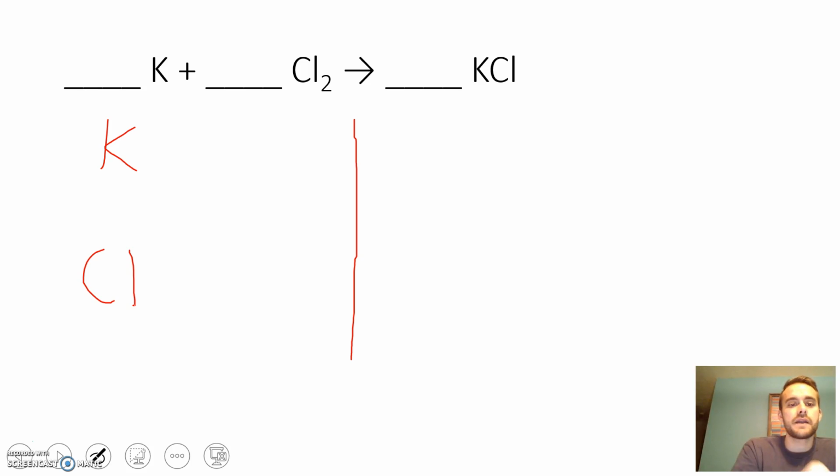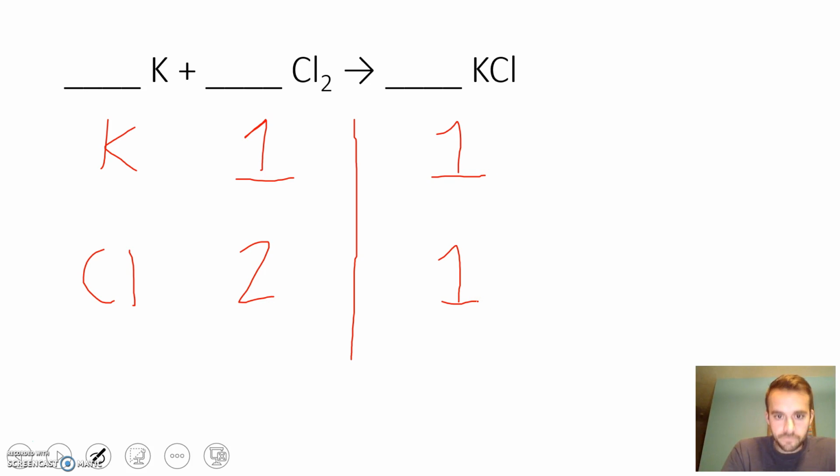On the left side, you have 1 K. On the right side, you have 1. On the left side, you have 2 Cl. And on the right side, you only have 1. Okay? So from the first part, we already see that our Cl's do not match. So what I'm going to go ahead and do is put a 2 in front of KCl.